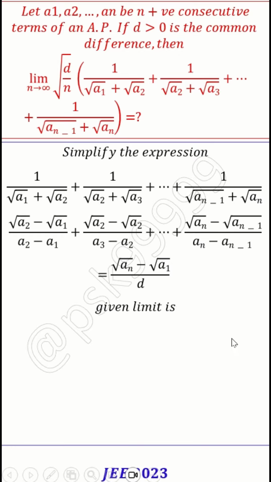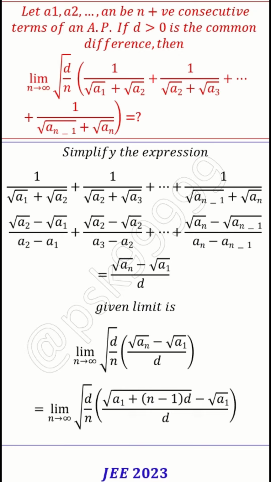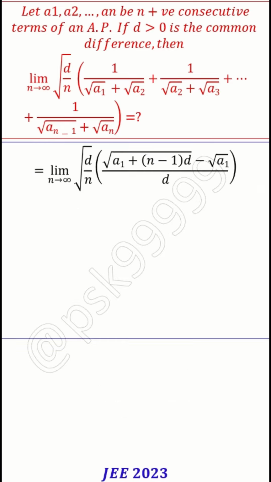So my limit is very simple now, correct? So the given limit is nothing but the limit as n tends to infinity of square root of d by n into square root of an minus square root of a1 divided by d. An also I can expand. An is nothing but a1 plus n minus 1 into d. So I'll write it in this way. Okay. Now I can cancel the d in the denominator here and the d. I am left with only this expression divided by n in the square root, correct?